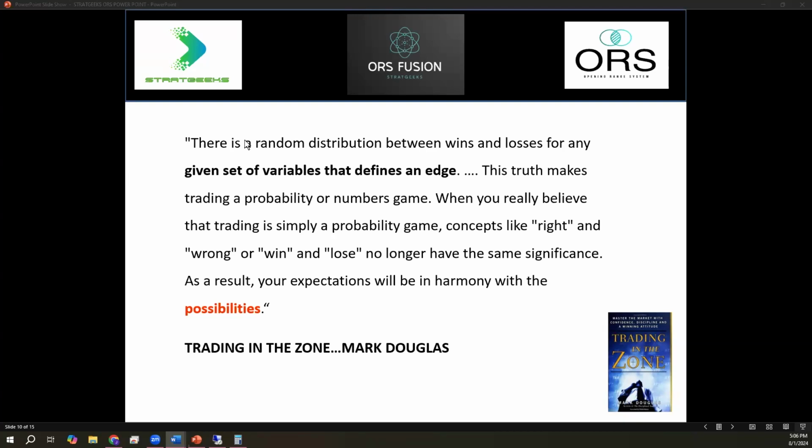But yeah, there's a random distribution between wins and losses for any given set of variables that defines an edge. This is a quantifiable edge, what I've always wanted. This truth makes trading a probability or a numbers game. When you really believe that trading is simply a probability game, concepts like right and wrong or win and lose no longer have the same significance. As a result, your expectations are in line with the possibilities, in harmony with the possibilities.